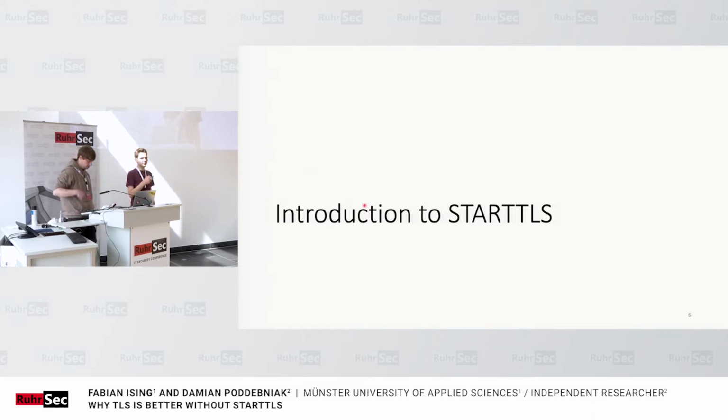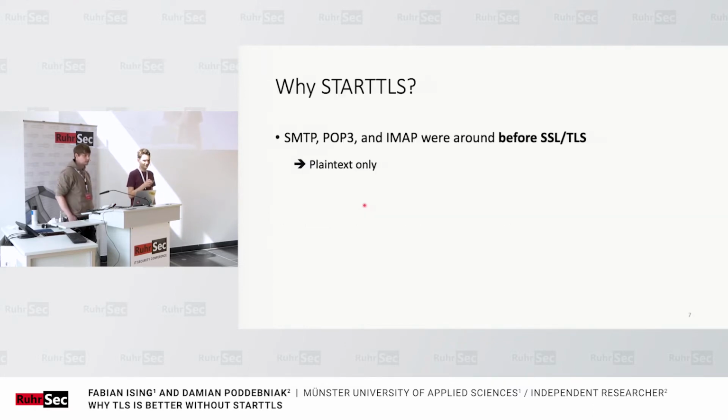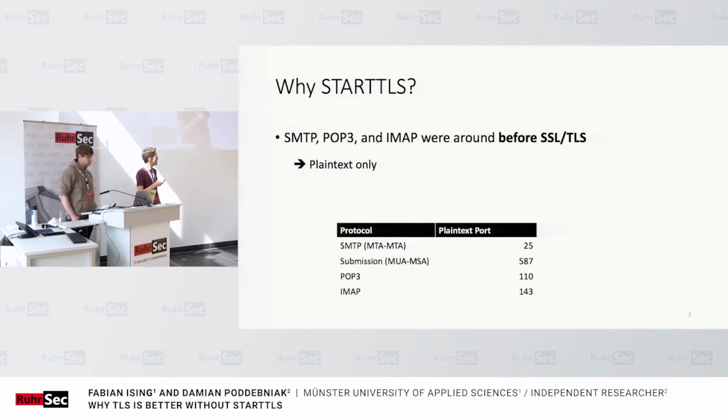So let me now give you an introduction to STARTTLS, starting with a little history lesson. The email protocols SMTP, POP3, and IMAP were all defined before SSL and TLS were really a thing. Therefore, they were, of course, plain text only. And there were plain text ports defined for these protocols in the first place. Note here that the standards distinguish between transmitting mail from MTA to MTA and submitting a mail to the MSA. So there are two ports defined for that.